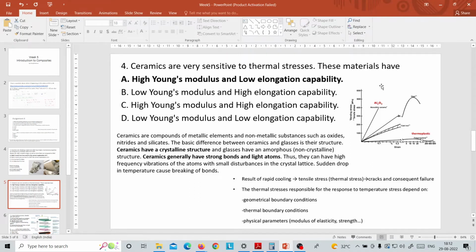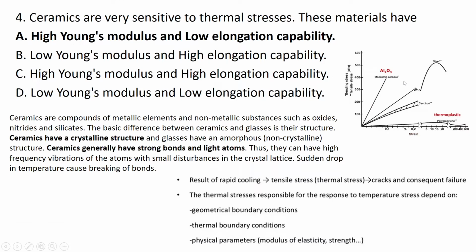As we see in the stress-strain curve of all the materials together, Al2O3 is a monolithic ceramic. Mainly, ceramics are crystalline structures. We can see here, this is Al2O3. It has the highest tangent, and a high tangent means high modulus. When we compare it with metals and polymers, we see that ceramics have the highest modulus because they are crystalline in nature. So what they are asking here is why their thermal stress resistance is low compared to metals and polymers. The reason behind this is its crystalline structure.